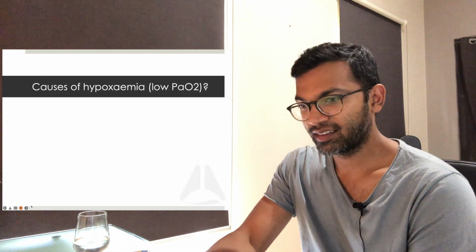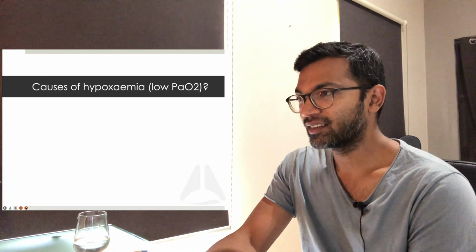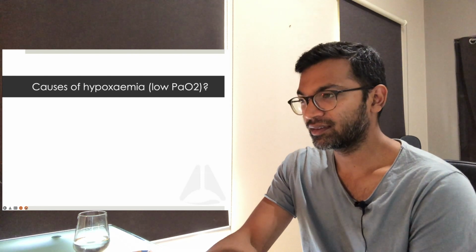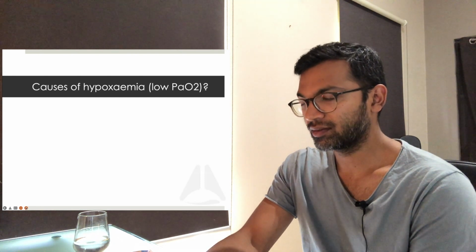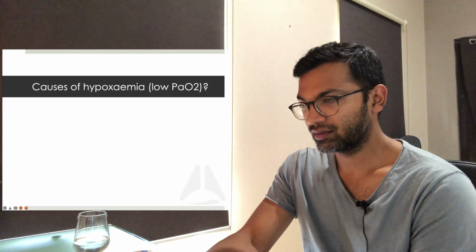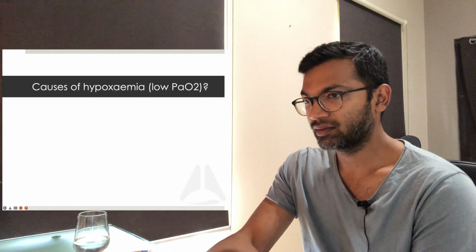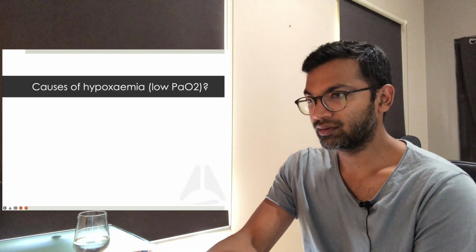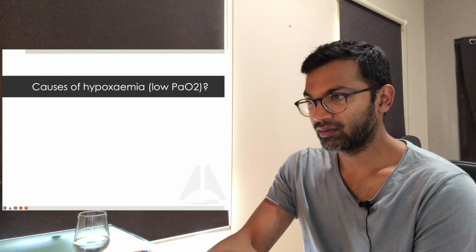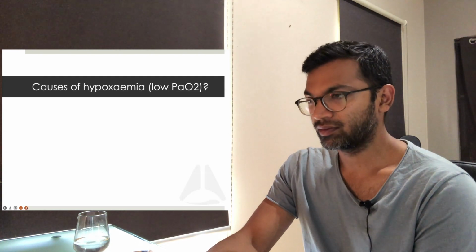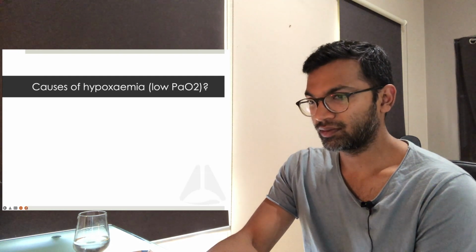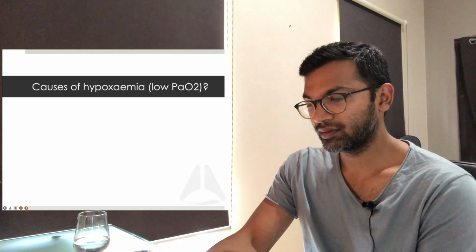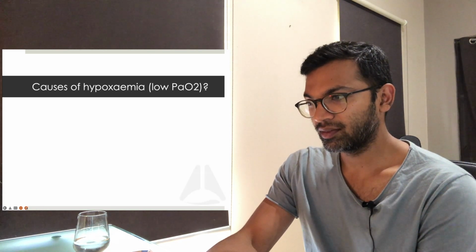I have hypoventilation, so decrease in tidal volume, decrease in respiratory rate, decrease in minute ventilation, as well as alveolar ventilation. I have decreased inspired oxygen, FiO2, so perhaps in altitude, for example. VQ mismatch, shunt, and diffusion impairment. That's what I have for it, a specific categorization for this question.